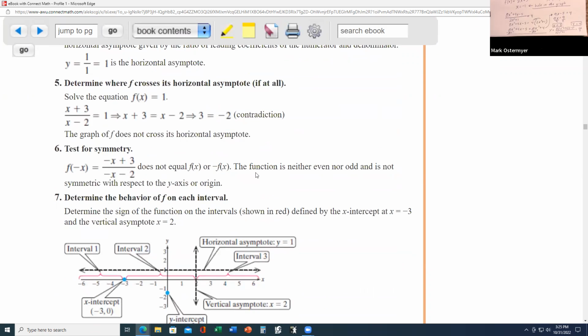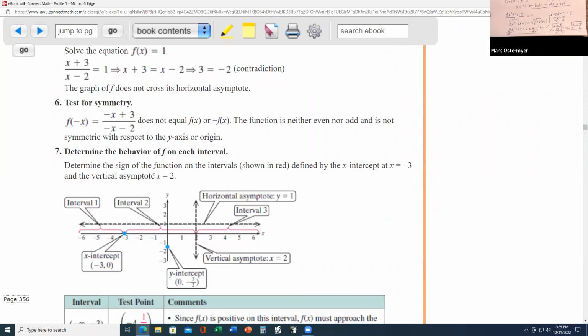Symmetry, you can maybe get into that. If you put negative x in for x everywhere and try to simplify your function, you'll discover that f of negative x is neither equal to f of x nor equal to negative f of x. So the graph is not symmetric with respect to the y-axis or the origin. In other words, it's not an even or odd function.